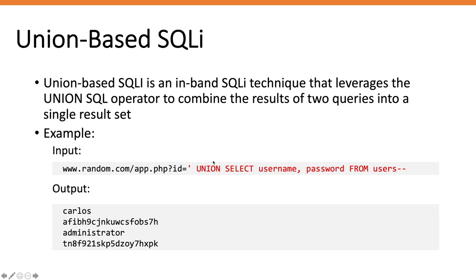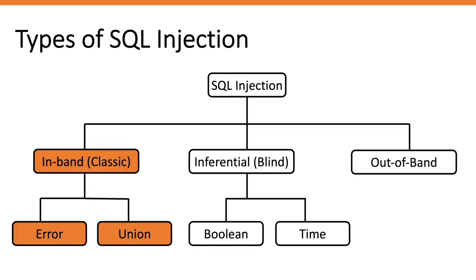Now, of course, the union operator has certain conditions for it to work. It's not as simple as, hey, I'm going to output whatever I want in as many fields as I want. It's not the case. Instead, there are certain conditions that you have to follow, and we'll discuss that in the exploitation section of this video. Okay, so that covers in-band or classic SQL injection.